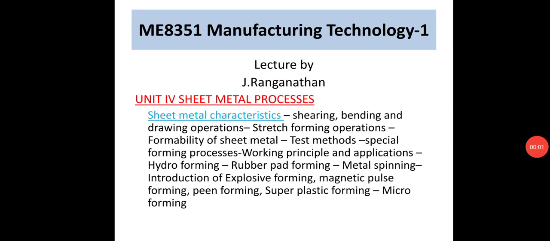Subject name: ME 8351 Manufacturing Technology 1. Fourth unit: Sheet Metal Processes.